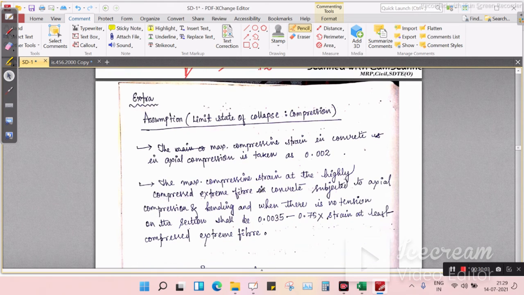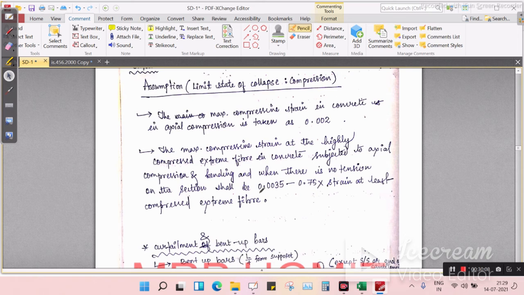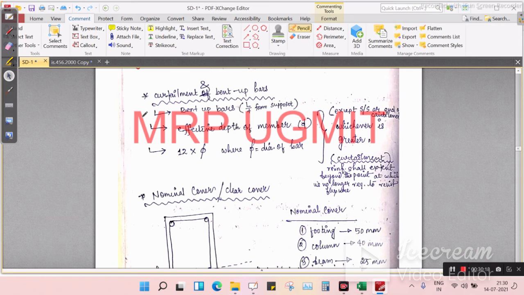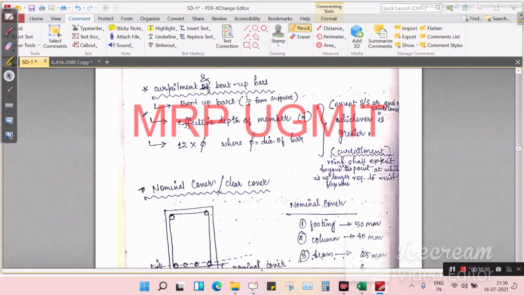So next thing, assumption, limit state of collapse, compression. All these values are given in IS 456. You can find them from IS 456. So curtailment and bent up bar. Curtailment means what I showed you. This is the curtailment of the bent up bar. This is at a distance of L by 4 to L by 6 from the support.